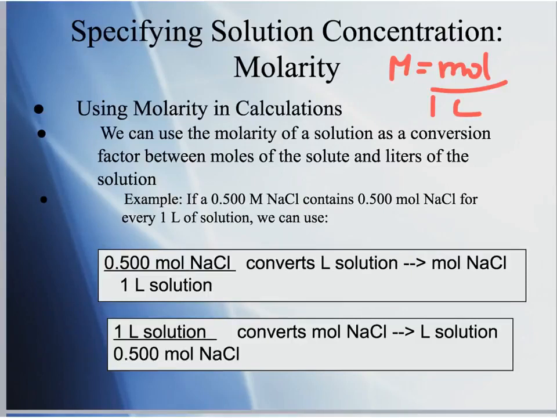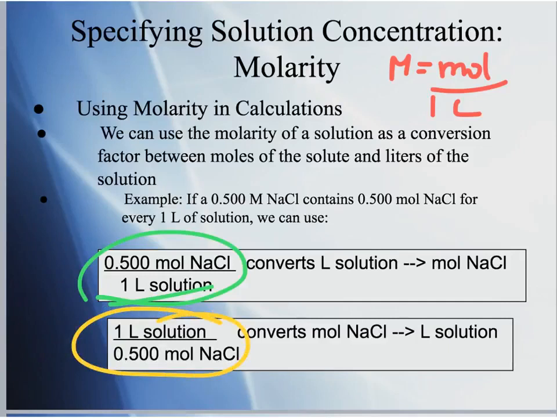If we want to convert liters of solution to moles of NaCl, we will use this one here with the 0.5 moles on top and the liters on the bottom so that they cancel whatever we were just given. Or if we need to convert moles of NaCl to liters of solution, we could use the second one where the liters are on top and the moles are on the bottom to cancel out whatever moles we started with. So see, we can use molarity as a conversion factor in lots of situations because it just means the moles of solute per liter of solution.